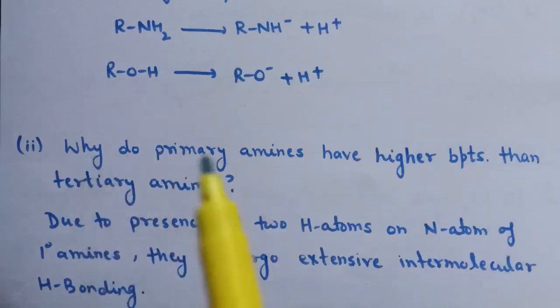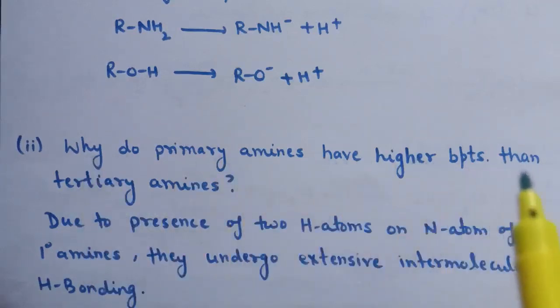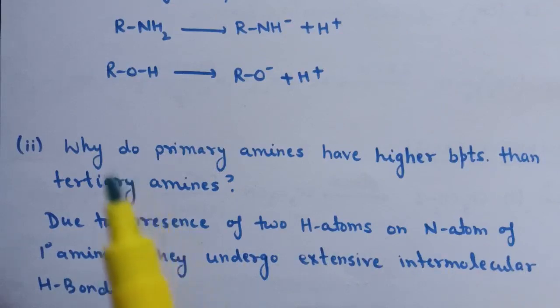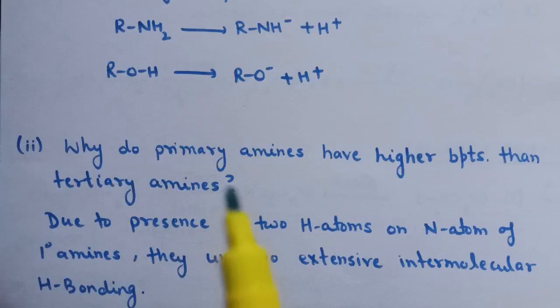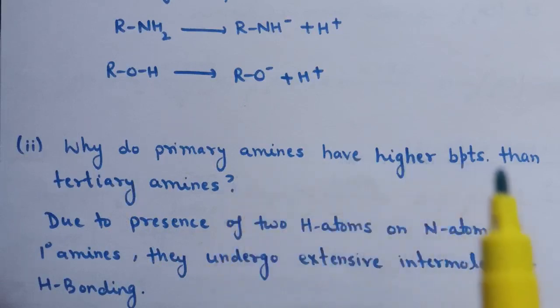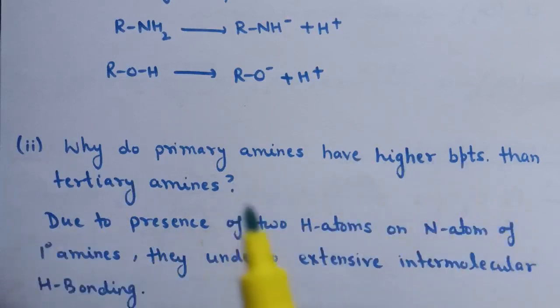Next is, why do primary amines have higher boiling points than tertiary amines? The answer for this question is, due to the presence of 2 hydrogen atoms on the nitrogen atom of primary amines, they undergo extensive intermolecular hydrogen bonding, and this hydrogen bonding is not possible in the case of tertiary amines. That is why primary amines have higher boiling points than tertiary amines.